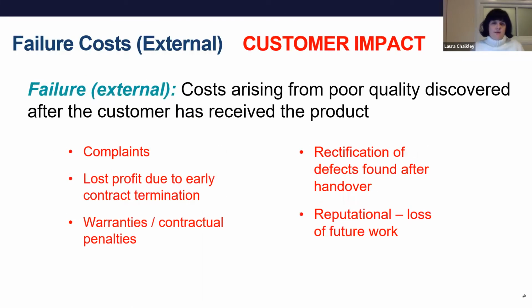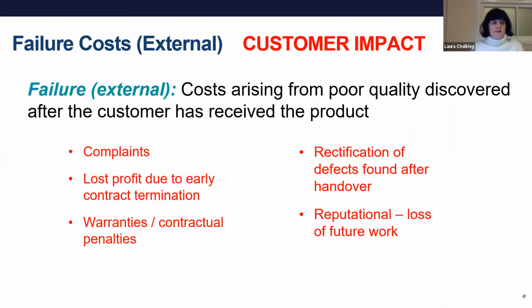External failure costs are where we get the biggest customer impact. They're what happens when we've already handed over a project to a customer, and that's really where we don't want to be. That would arise during snagging or during the defects liability period. It would show itself in the form of complaints. We could find that we lose profit due to early contract termination if we're working on a couple of projects at the same time for a client. We could find warranties and contractual penalties coming into play.